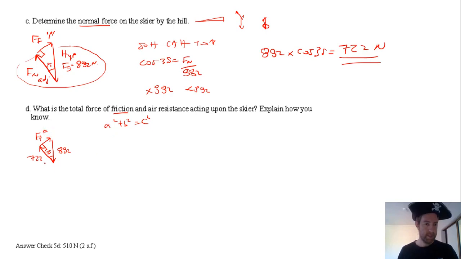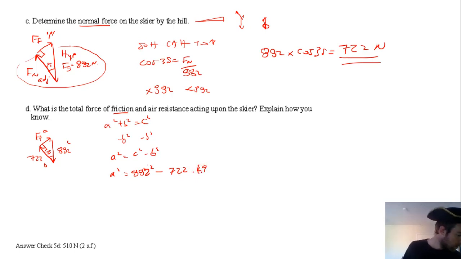This is my a, here's my b, and the hypotenuse is always c. So I want to find a, so I'm going to minus b squared. A squared equals c squared minus b squared. So a squared equals 882 squared minus 722. And I'm just going to put decimal points in because that can make a difference. 722.4921 squared. So that is on my calculator, 882 squared minus, I like using the answer button, answer squared.